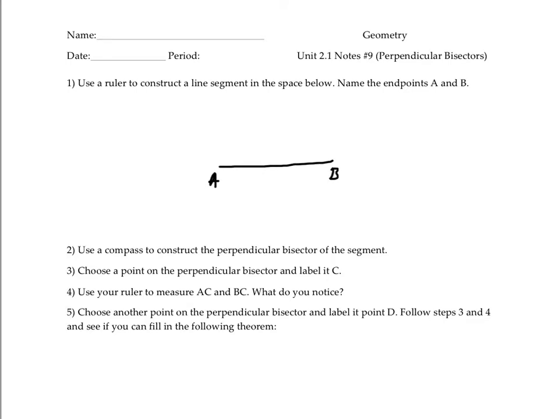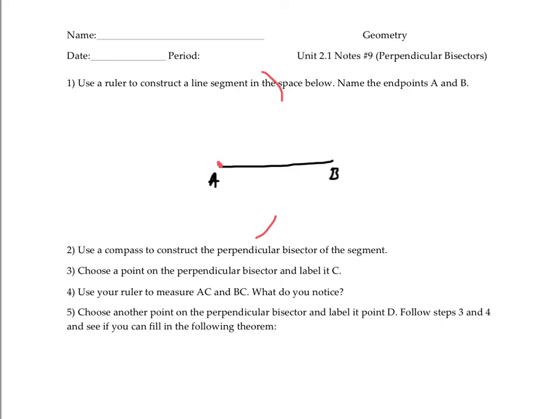Okay, next we're going to construct the perpendicular bisector of this line segment. So take your compass, put the compass point on point A, and then adjust your compass so it's open more than half the distance from A to B. All right, strike an arc using your compass above and below the line. Okay, that's going from point A. You make two little arcs, one above the line, one below the line.